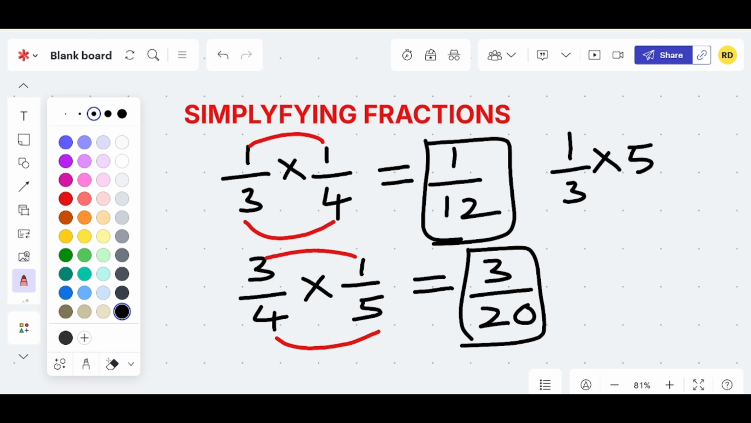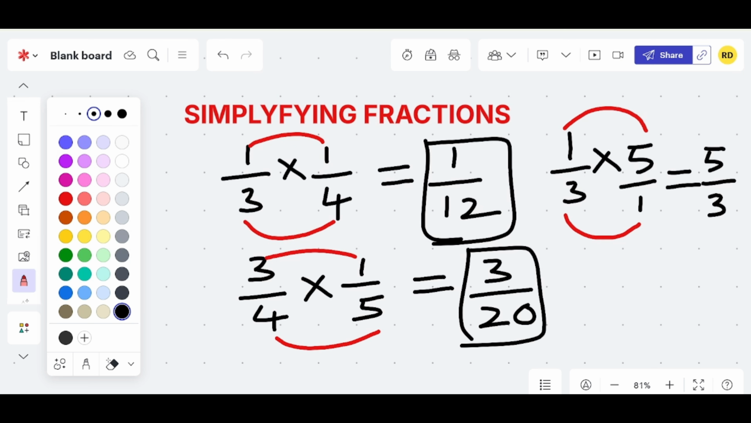How do you multiply 1/3 and 5? When you're multiplying 1/3 by 5, you just write 5 as 5 over 1. Again, you do the same thing: you multiply numerator with numerator and denominator with denominator. So that's 1 times 5 is 5 over 3 times 1 is 3. So you get 5 over 3.